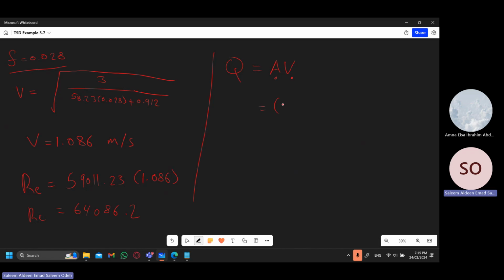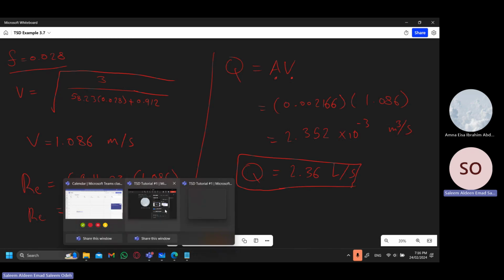So we can simply just plug the values in, which is the area is 0.002166 multiplied with 1.086, which gives us 2.352 times 10 to the power of negative 3 meters cubed per second. But you could also rewrite it as 2.36 liters per second. That is the answer for example 3.7.